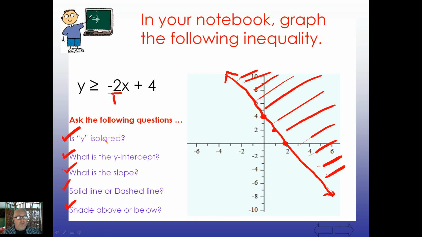Alright, so each time you just have this checklist to go through. Follow the checklist, you're going to be right all the time. Okay? Alright, let's try another.